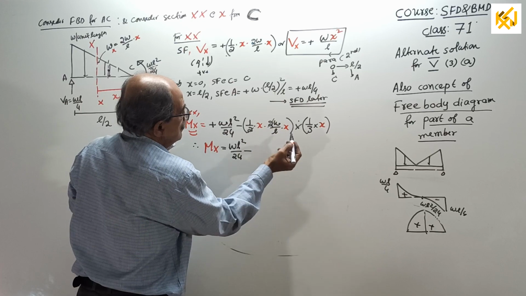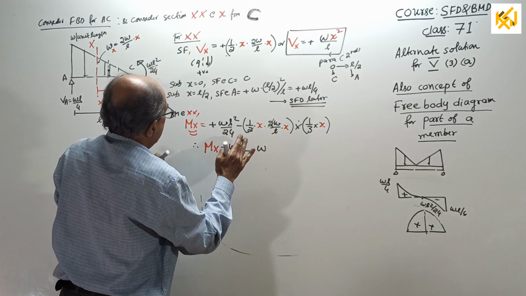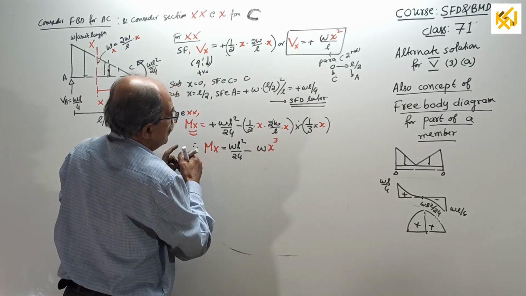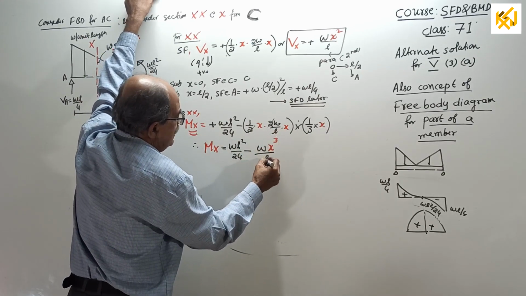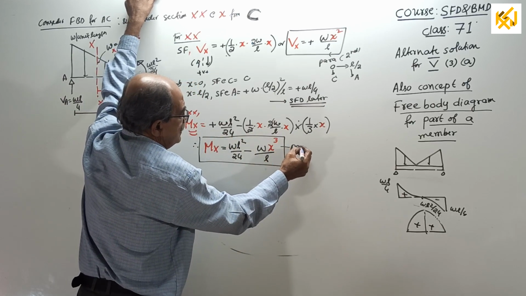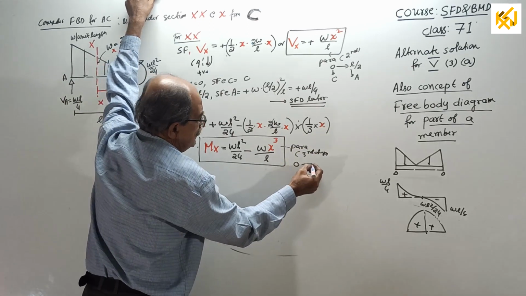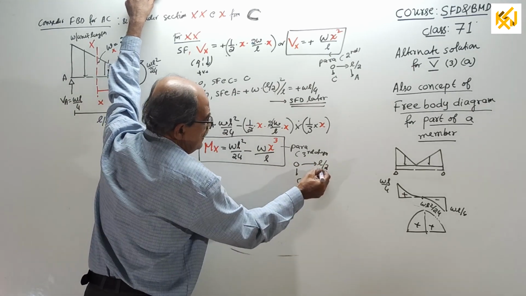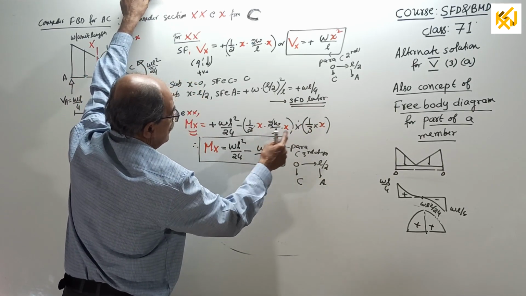Okay. MX equal to WL square by 24 minus, see, the 2 will cancel. Then minus W into X into X into X, which is X cube, divided by L. That is the expression for bending moment. Parabolic variation of third degree. These are told. And X varies from 0 to L by 2. 0 means C, L by 2 means A.